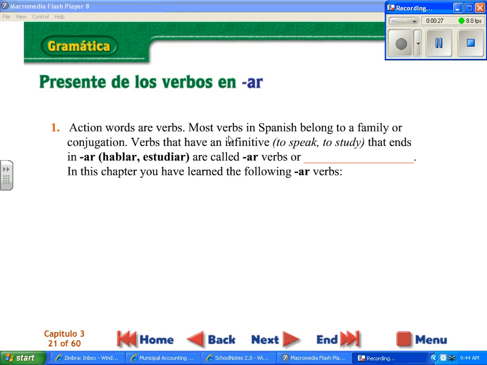Verbs in Spanish belong to a family or conjugation. Verbs that have an infinitive. For example, in English you say to speak, to study, to read, to write. That's the infinitive form of a verb in English. In Spanish, the infinitive form that ends in R, like hablar, estudiar, are called AR verbs, or first conjugation verbs.